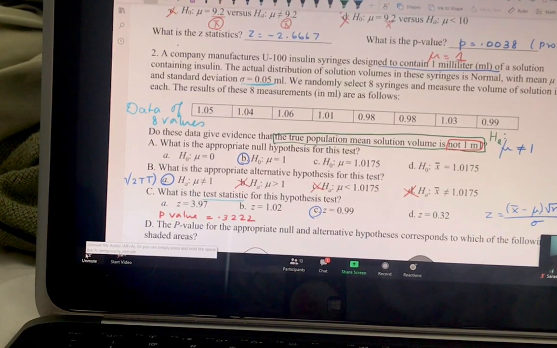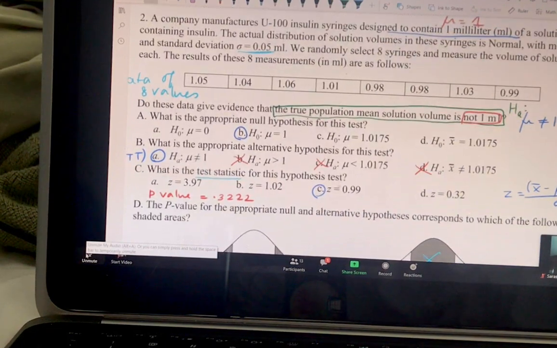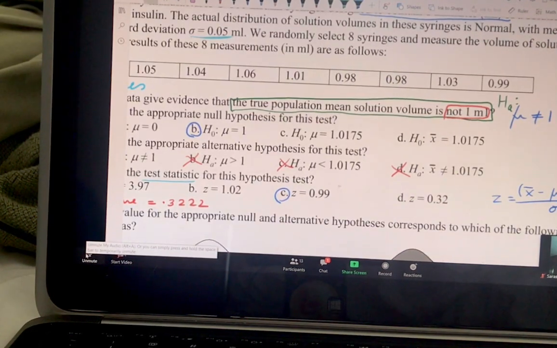So I am looking for evidence for this. All right. So does the data give enough evidence to the statement is going to be mu not equal to, and that's going to be my alternative hypothesis. So this is my alternative hypothesis. Alternative hypothesis is given by HA. So that HA is going to be my alternate hypothesis. So I am looking for evidence for this one.